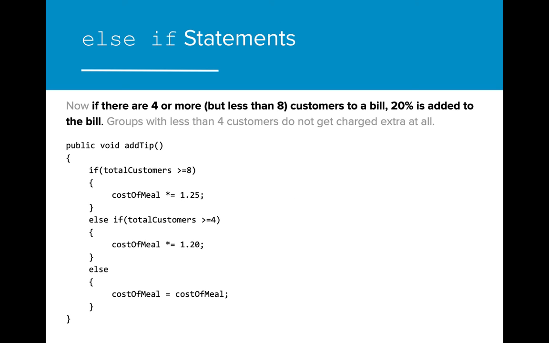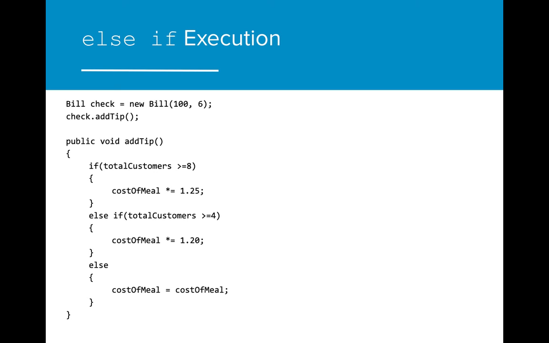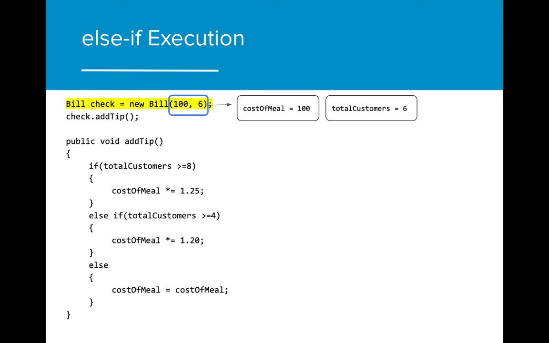This is what the else-if statement will look like. Let's go through it together. Let's say we created a new bill object called check and called the add tip method to check. The initial call to instantiate the check object assigns the value 100 to cost of meal and 6 to total customers. These are the variables that will be manipulated in this program. The next statement is the add tip method. Once this is called, the program will visit the bill class to execute the add tip method.